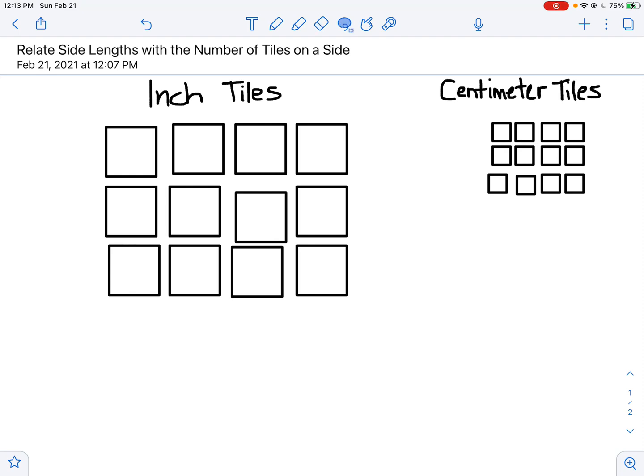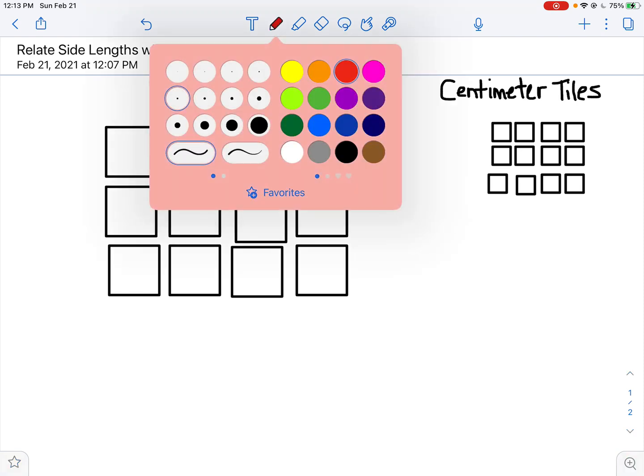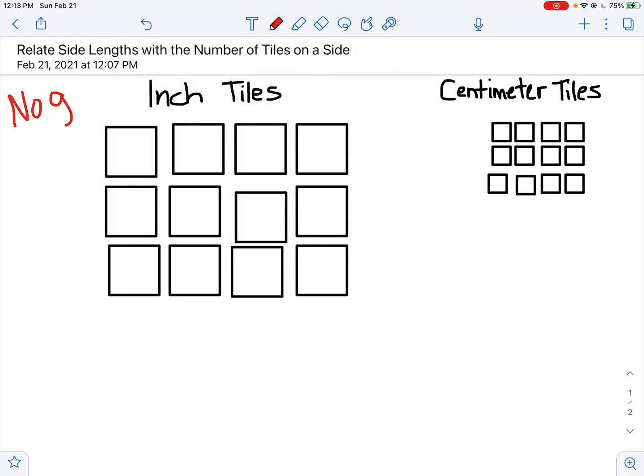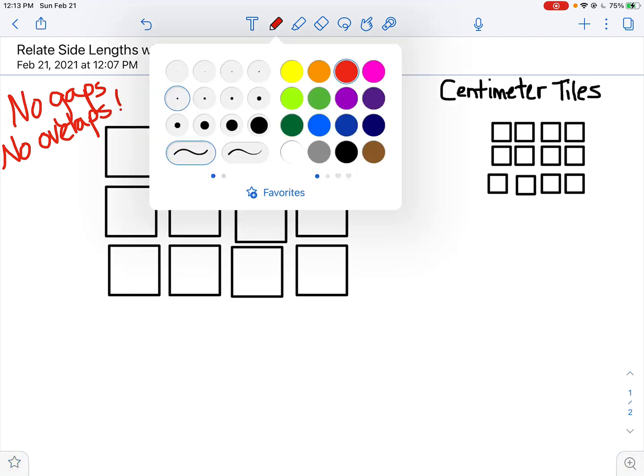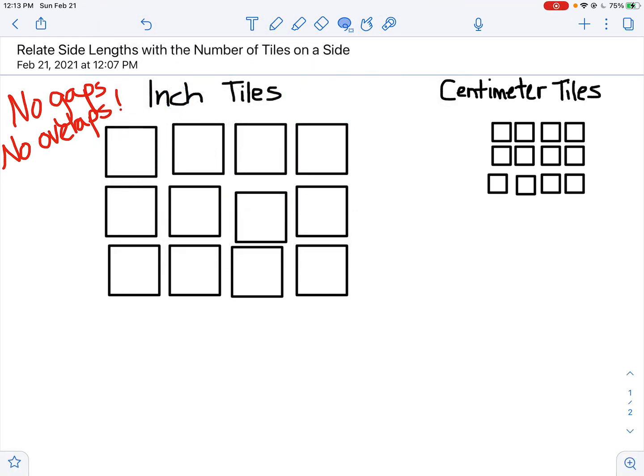So remember, last time we talked on Monday, we said that when we're doing the area of a rectangle, we want to make sure that there are no gaps and no overlaps. And I'm going to put that up here again. No gaps, no overlaps. Right? And on both of these, you can see that they have gaps, right? So it's not giving us a true sense of what the area of that rectangle is.